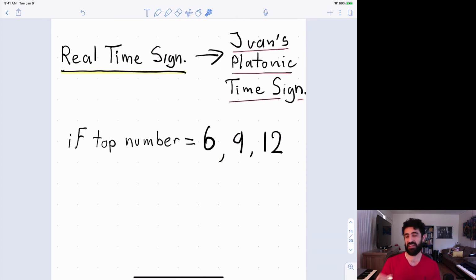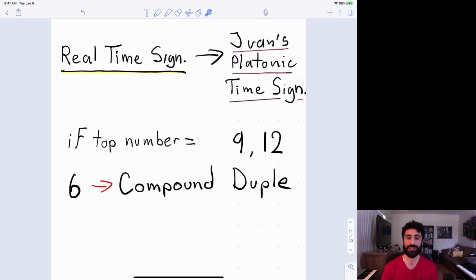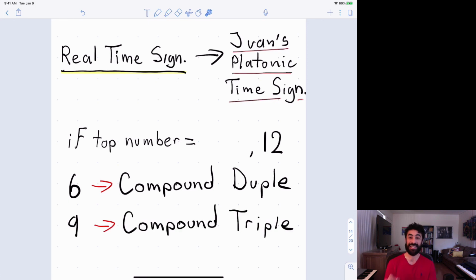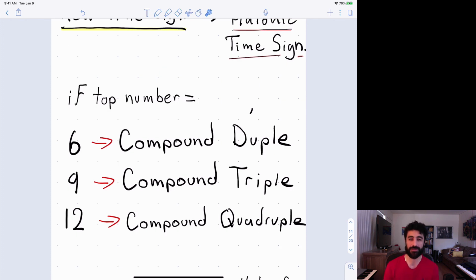Here's a trick that you can use in order to do this a little faster. 6 is always going to be compound duple. 9 is always going to be compound triple. And 12 is always going to be compound quadruple.